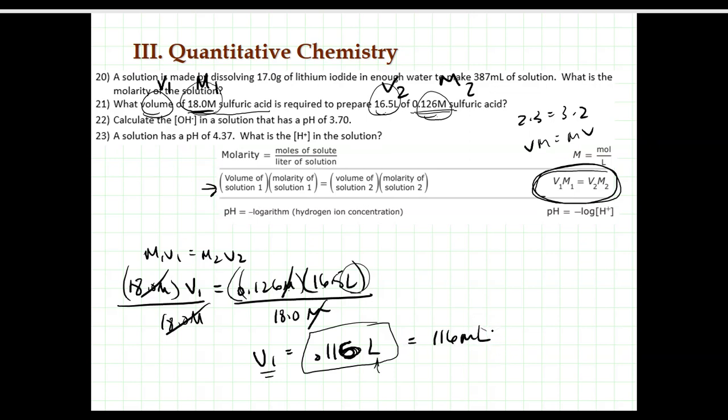So what this means is that I'm going to take 116 milliliters of this crazy strong acid, and I'm going to combine it with lots and lots and lots of water until the total volume is that 16.5 liters. So we could do that subtraction, 16.5 minus 0.116, whatever that is. It's a lot of water and a little bit of acid. Combine those and we would have that diluted version of the sulfuric acid.